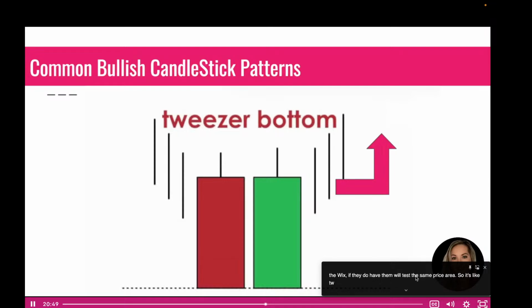So it's like twins. You know, a bear is pushing down and then the bulls come in and say, nope, not happening. We are matching you and we are here and present. So this would be something where you would also potentially look for a reversal.